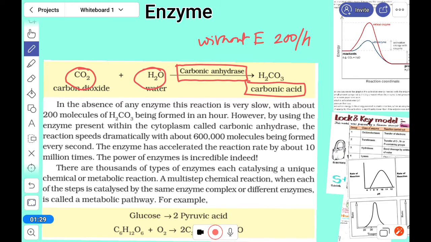then it will be 10 million times higher, and the rate will be 2.16 into 10 to the power 9 molecules per hour. Just imagine, it increases the rate and the efficiency of the reaction. Like a catalyst, it also has a huge turnover rate, that you have to understand.